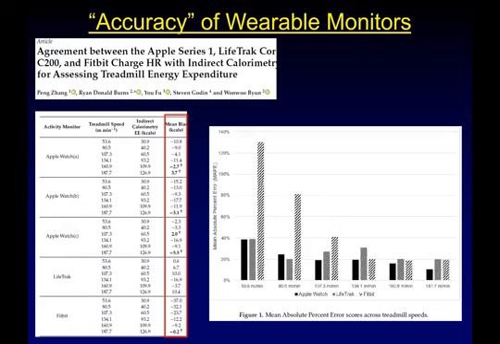Okay. But here's one on the accuracy. So this is Apple Series 1, a Fitbit Charge, right? And then another one called a Life Track. And they were comparing the kind of estimates of energy expenditure on this to having a person walking or jogging on the treadmill doing indirect calorimetry. So we're collecting the gases that they're breathing.